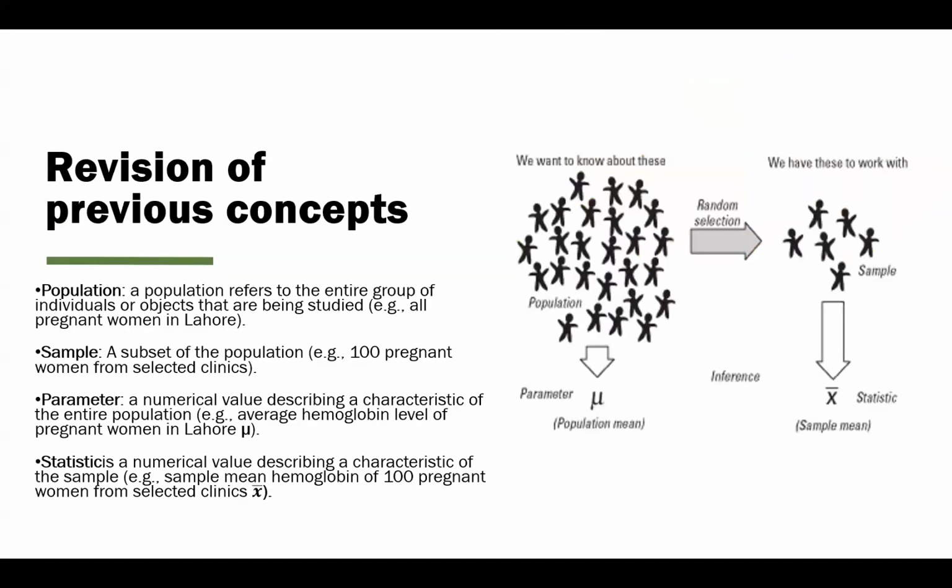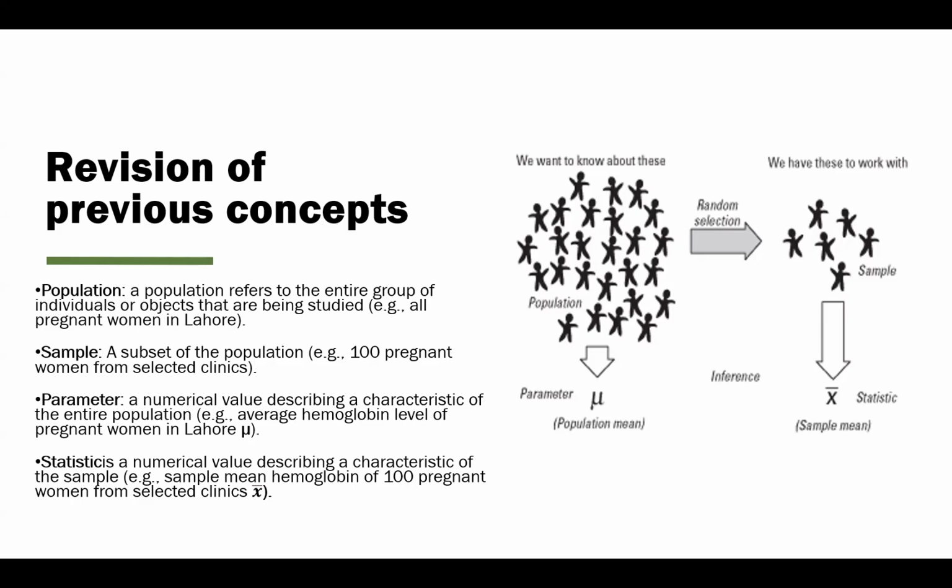So these are some of the revisions of the previous concepts. What do we mean by population? Population refers to the entire group of individuals or objects that are being studied. For example, all pregnant women in Lahore. Then what is a sample? A sample is a subset of the population. For example, 100 pregnant women from selected clinics in Lahore.